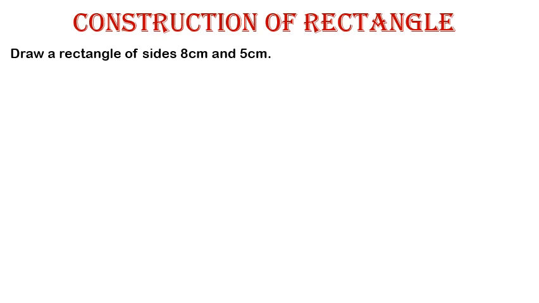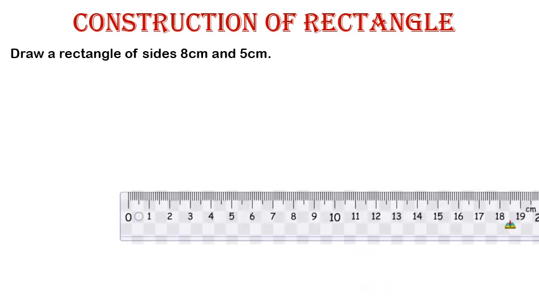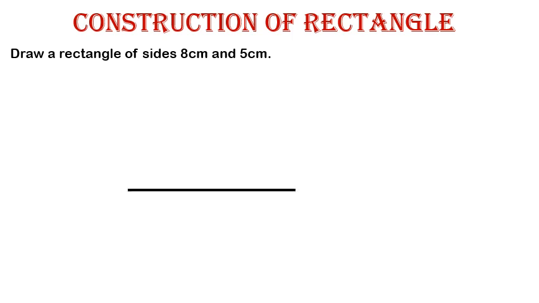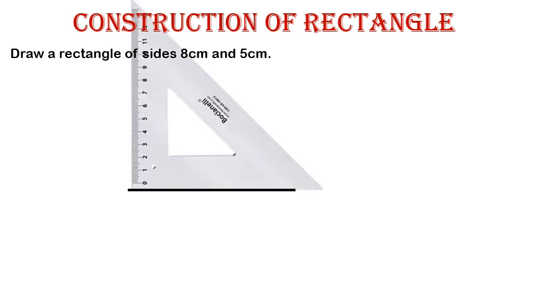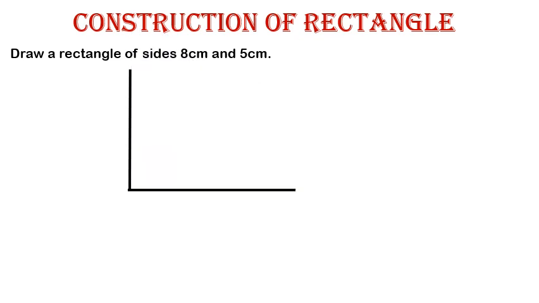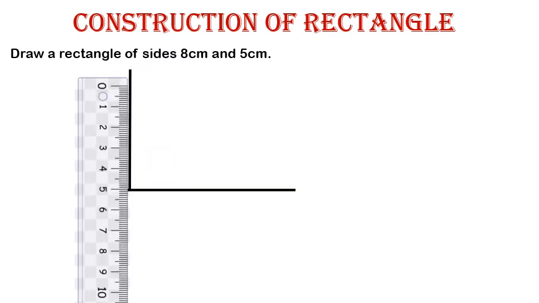First, let us draw a line of length 8 cm by using a ruler. You know, all angles of a rectangle are right angles. So let us draw a perpendicular from both ends of the line. For that, place a set square on the line to get a 90-degree angle from the first end of the line. Then draw a perpendicular line. Then use a ruler and mark 5 centimeters breadth.